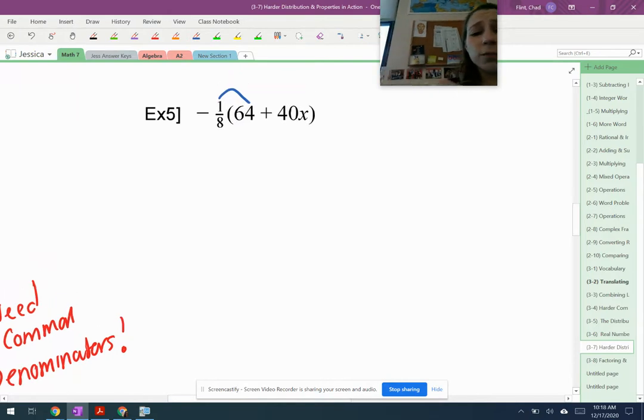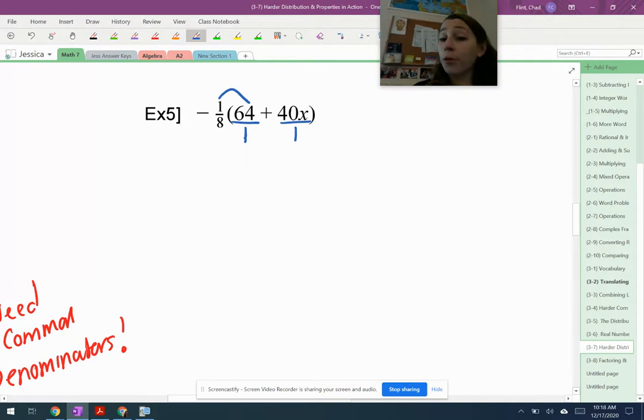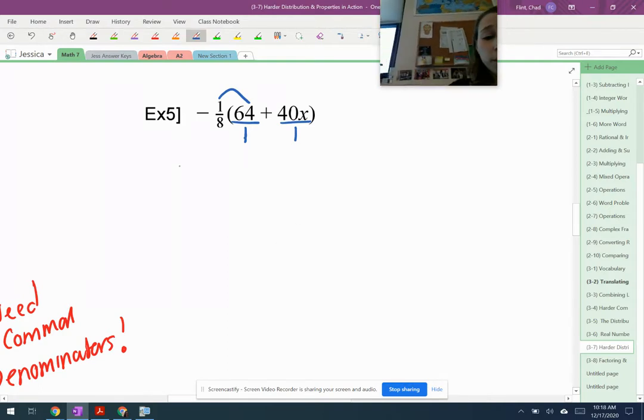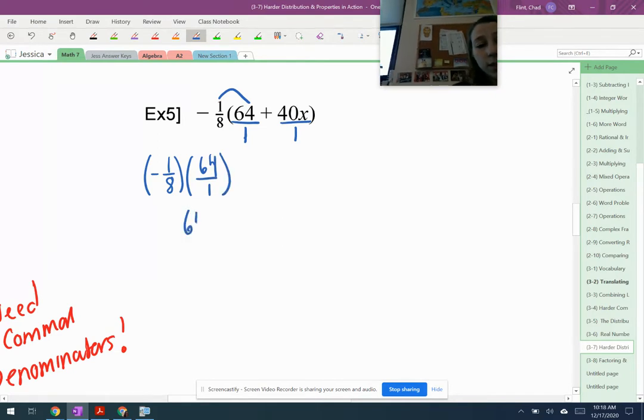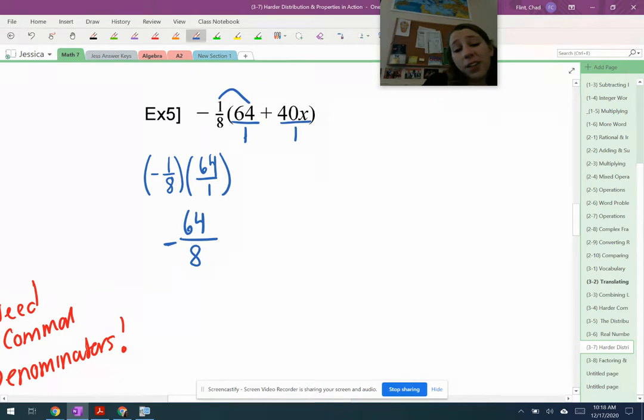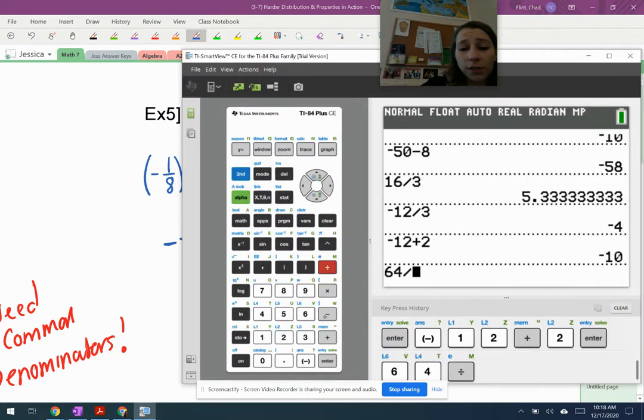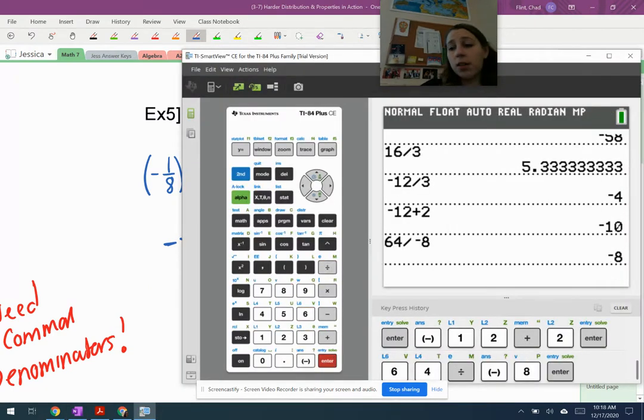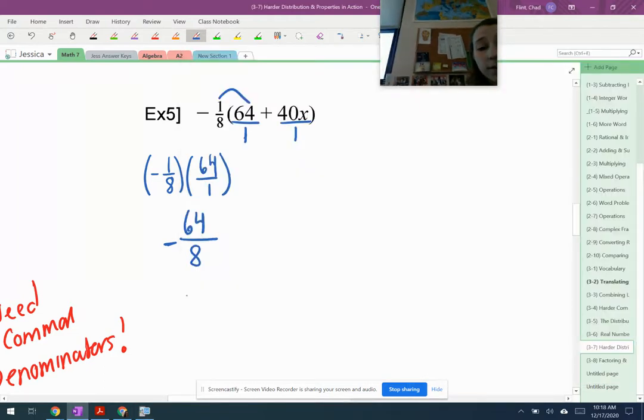And so just like we did before, I'm going to turn both of those whole numbers into fractions by putting them over 1. And I'm just going to pull this out and look at this a little bit more organized here. So negative 1/8 times 64 over 1 is just really 64 over negative 8. And then you just do that division. 64 divided by your negative 8 turns out to be a nice normal negative 8.